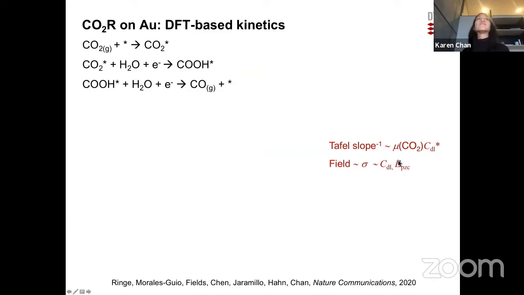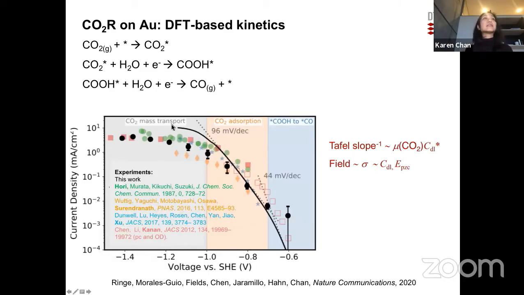My slide here is a little off, but this essentially is what we see from theory as well. We considered some DFT-based kinetics coupled to mass transport, but actually the mass transport is not so important when we're thinking about the reaction kinetics. This is the reaction mechanism that we considered: CO2 adsorption, proton-electron transfers, further proton-electron transfers. What we find in our kinetic model, shown here, is compared to a number of ECSA-normalized current densities from experiments.